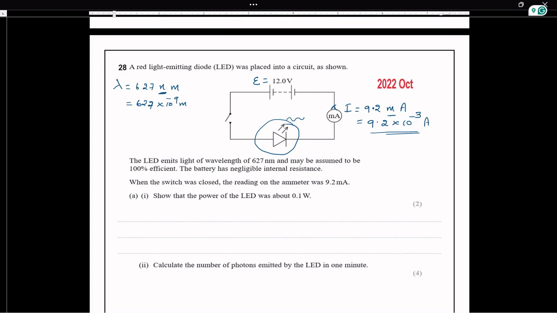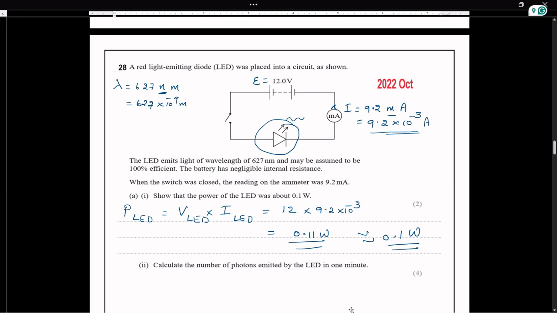Therefore, the power dissipated by the LED, power is current into voltage, the current of the LED. Since they are in series, the voltage is 12 and the current is 9.2 times 10 to the power of -3. On calculation, it is giving an answer of 0.11 watts. So approximately 0.1 watts. This is the power dissipated by the LED.